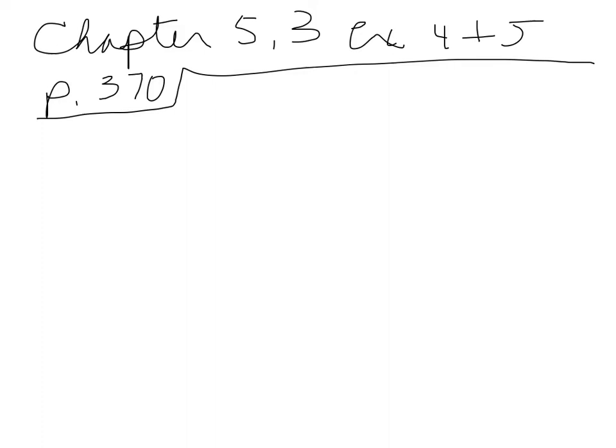And we're on page 370 in the book, so follow along. And it says simplify each expression and justify each step. So you have to write down the law or the property of each.